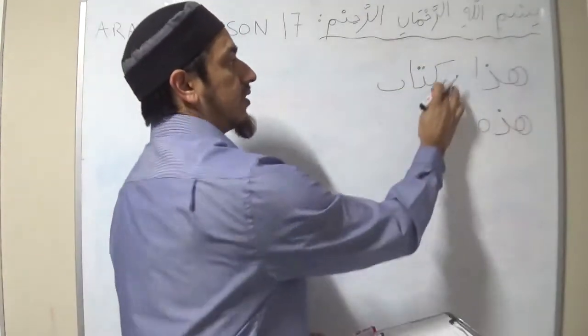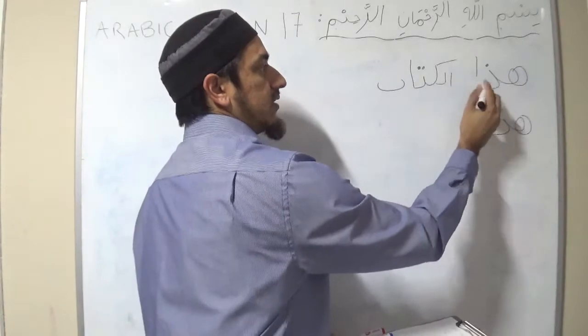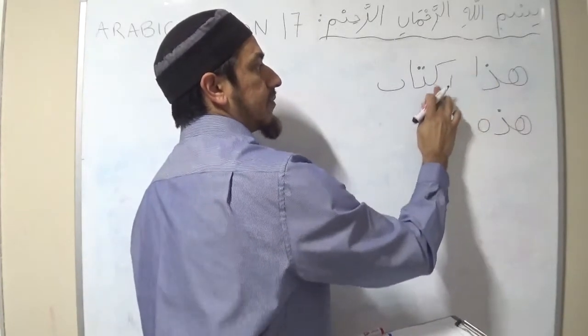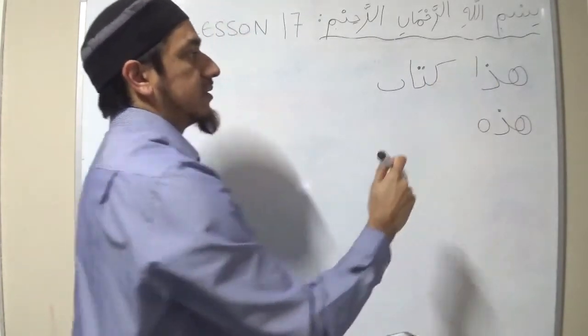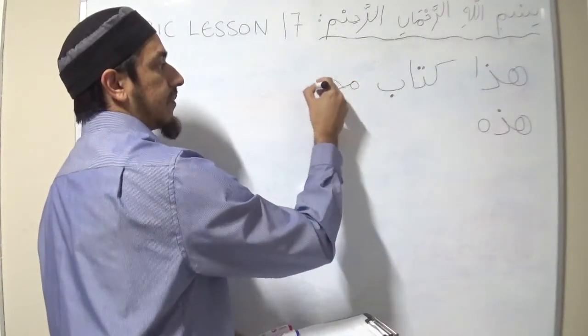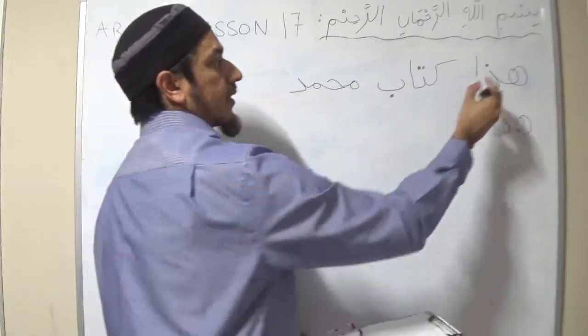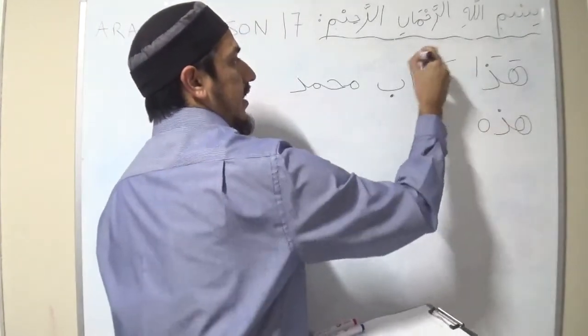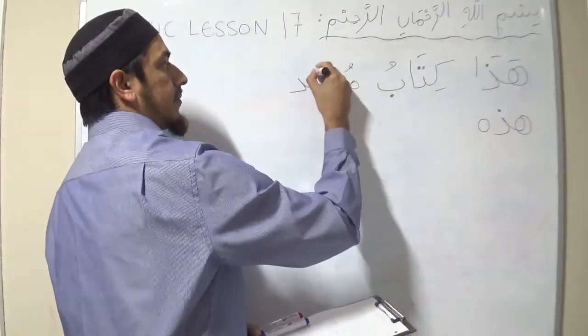This is a book. This is not alif lam. There's no alif lam, so this is a book. I'm removing the alif lam because I'm joining it to something else. So I'm going to say هذا كتاب محمد. هذا كتاب محمد.